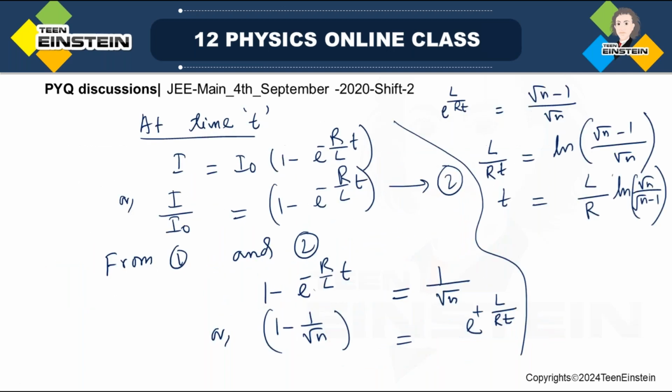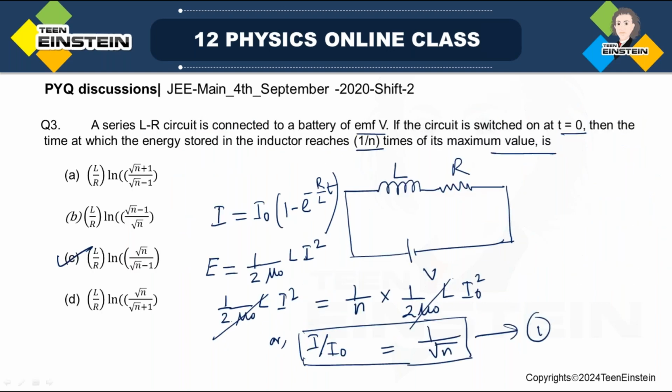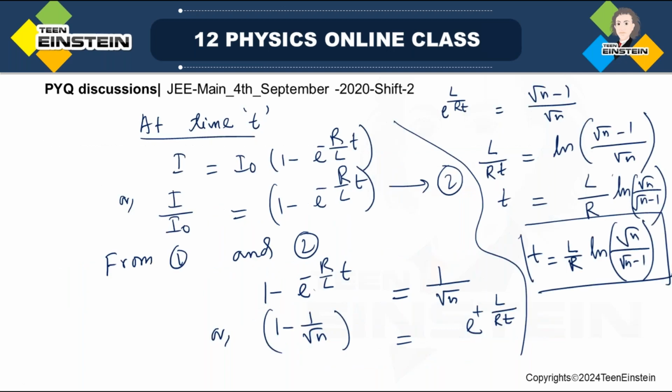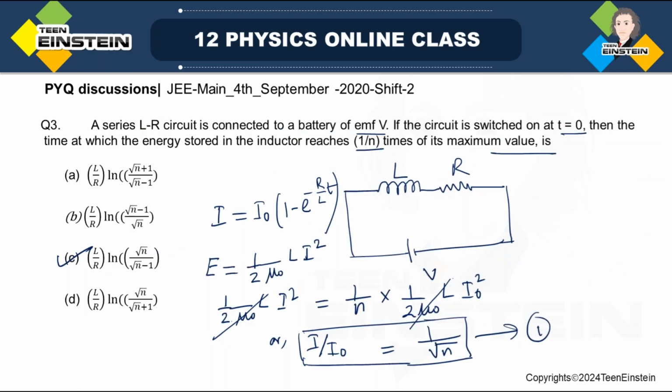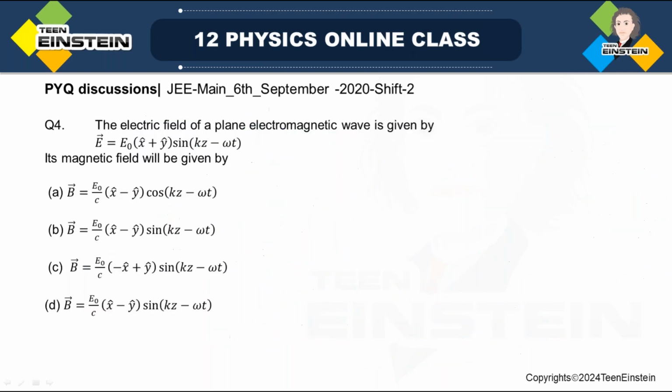Let me look whether we have got the same thing. Yes, so T is equal to L by R ln root over n divided by root over n minus 1, this one. Let us see option C. Yes, the same option we have got here. So C is the correct answer for this question. All right, so this was from transient phenomena of current and voltage of a DC LR circuit. Now we'll move on to the next problem.